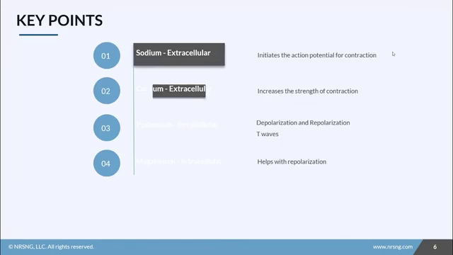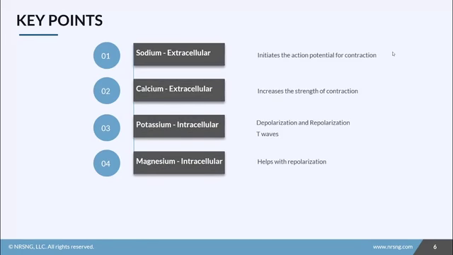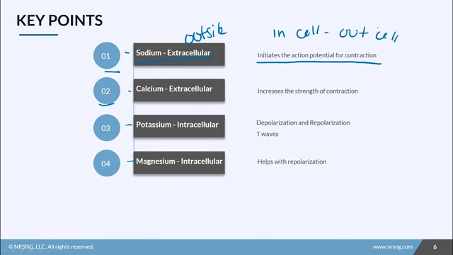Now let's talk about the key points. Sodium. Extracellular, remember, it lives outside of the cell. These are the major electrolytes that are involved in cardiac conduction: sodium, calcium, potassium, and magnesium. Sodium initiates the action potential for contraction. So sodium goes in the cell and then out of the cell.